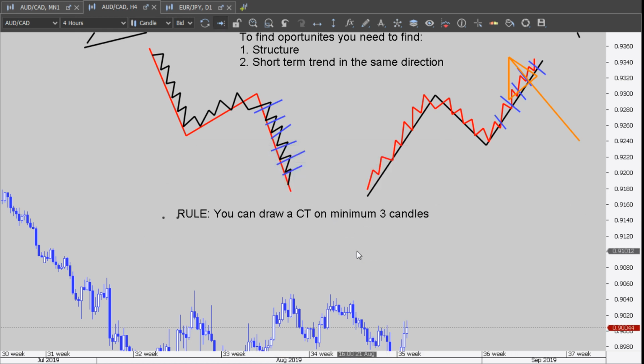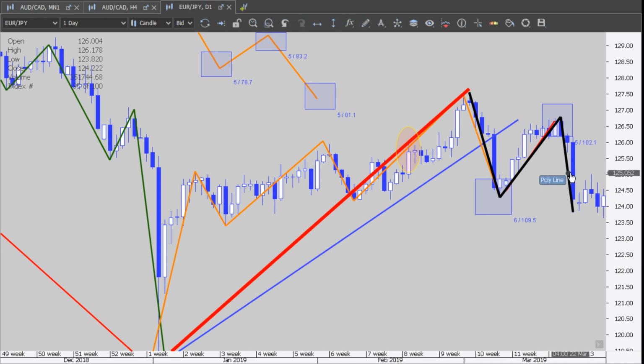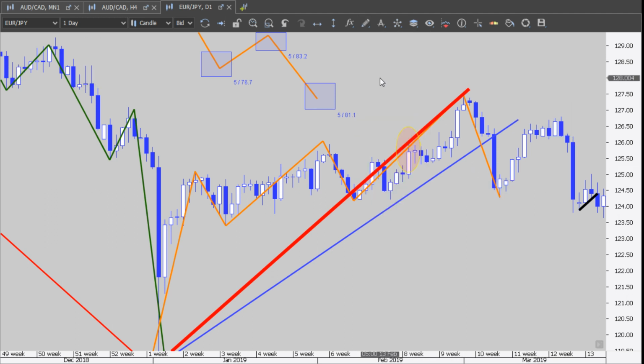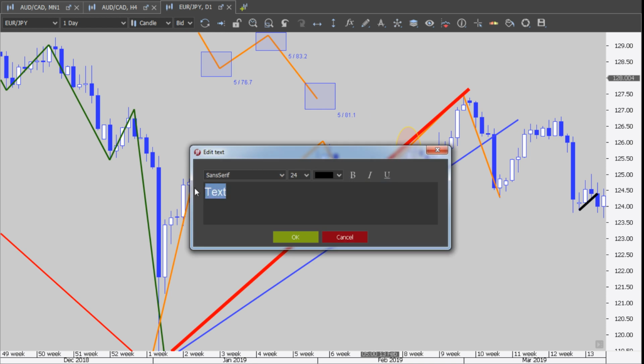Okay, you need 3 candles in order to draw a counter trend line. So I'm going to delete this structure, and let me see, 1, 2, 3, right? So this will be the first counter trend line. Okay, and let's talk about trading a little bit. We are going to apply one rule. This rule is just an example, okay?